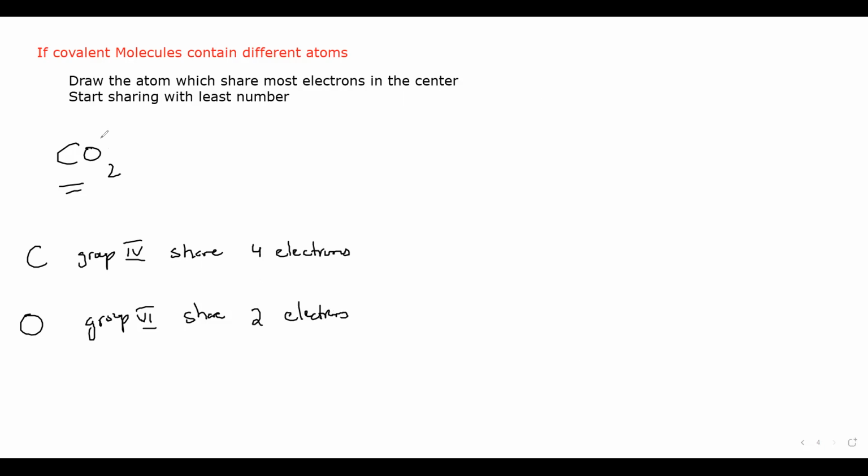Now we have to draw 1 carbon and 2 oxygen. So which one should be drawn at the center? Because we have 3 atoms, draw the atom which shares the most electrons in the center. So in this example, carbon should be in the center and oxygen should be around it.